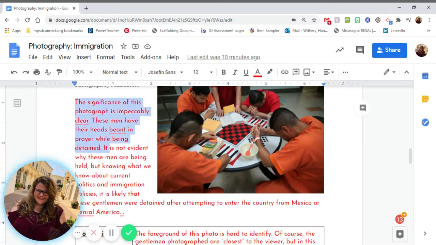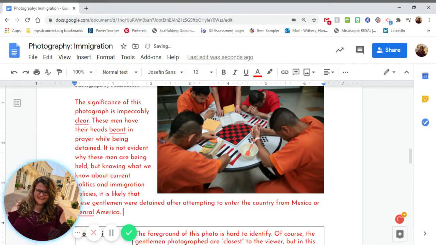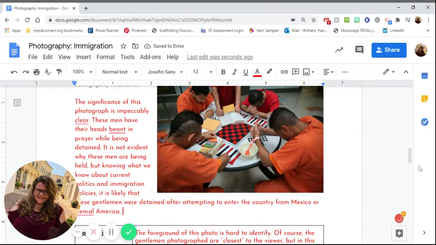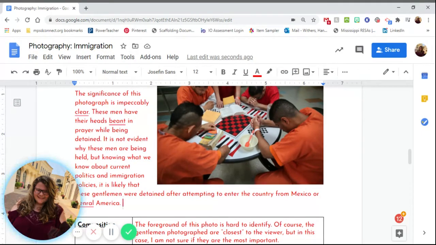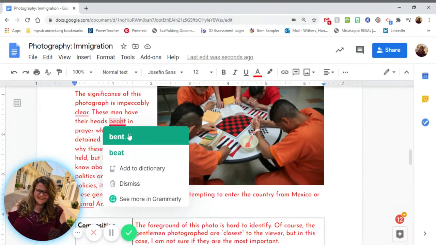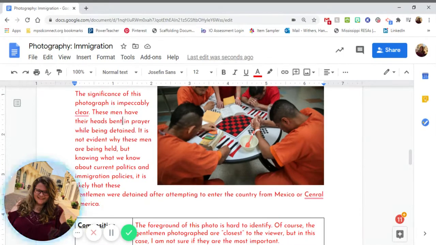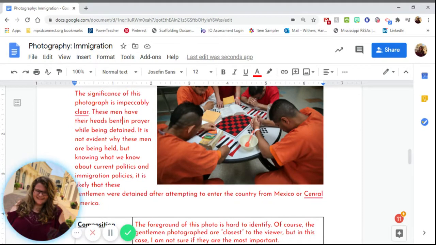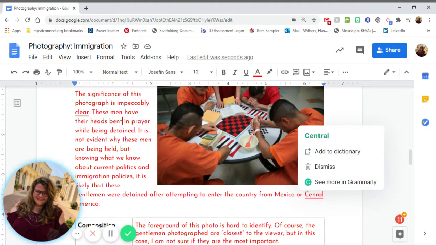All right, so then what I did is I analyzed the overall meaning of this photograph. Why is it important? Why did I choose this photo? Okay, so I said, the significance of this photo is impeccably clear. These men have their heads bent in prayer while being detained. It's not evident why they're being held, but knowing what we know about our current politics and immigration policies, it is likely that the gentlemen were detained after attempting to enter the country from Mexico or Central America.